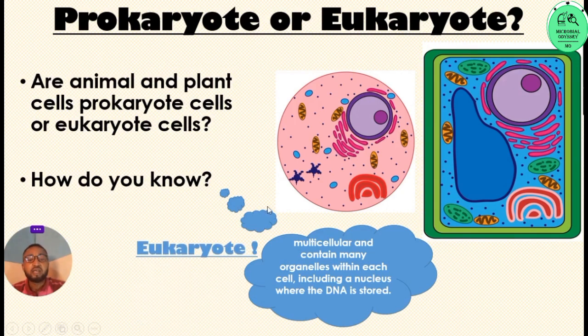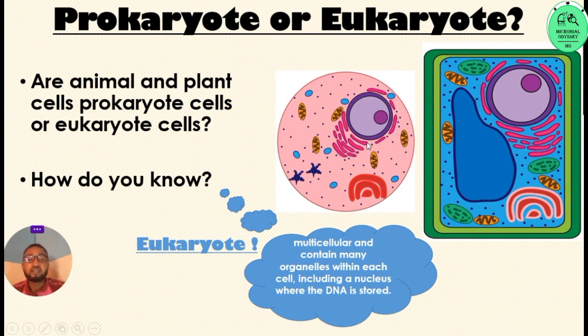Why? They are eukaryotes because both of them are multicellular, that is, they are made up of more than one cell, and they contain many organelles. If you look at the animal cell, you can see the mitochondria and the well-defined nucleus. You have the Golgi apparatus, the endoplasmic reticulum, and so on. The same thing can be found there.